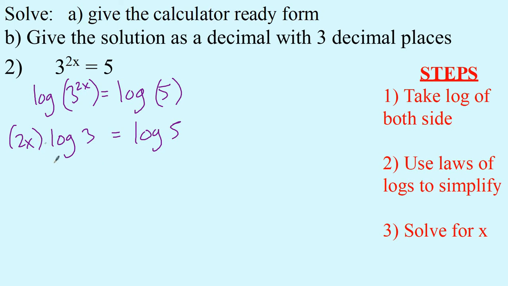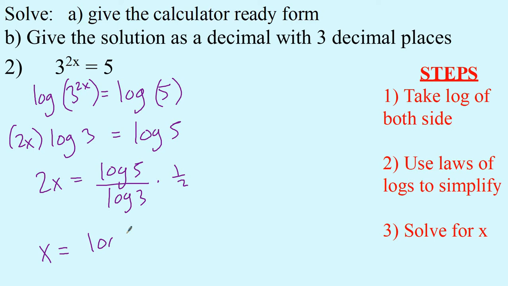All right, and now I want to get rid of these things. So we get rid of the log by dividing. So now we have log 5 divided by log 3. We have this 2, we want to get rid of that. So dividing by 2 is the same thing as multiplying by 1/2. So you get log 5 divided by 2 log 3. So this would be considered your calculator ready form.